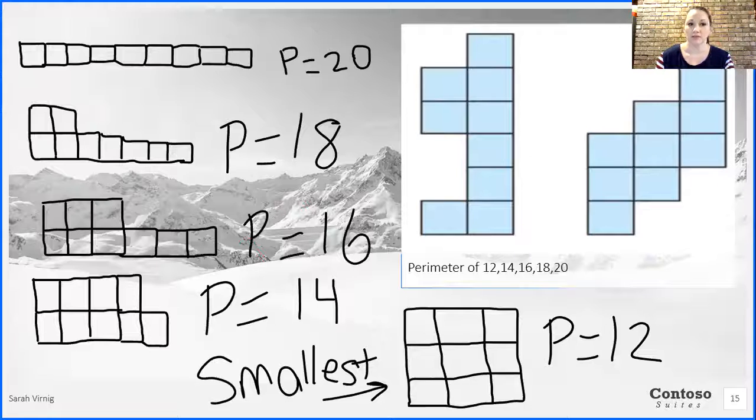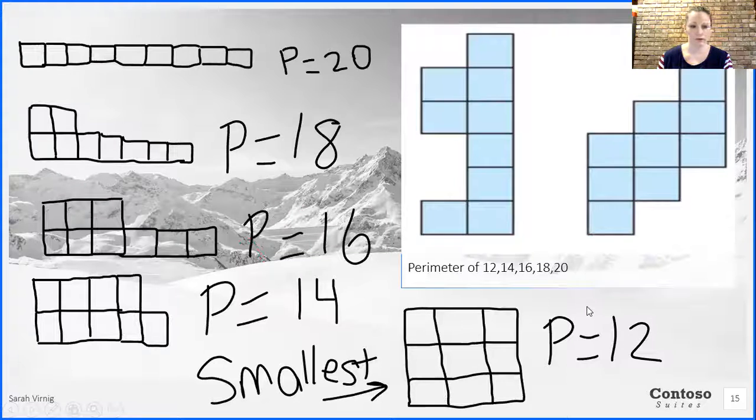And so these are some examples of what the shapes could look like, and I drew them out for you. So check your work and make sure that you have something similar, and always double check to make sure that you're using 9 square tiles and that you do not go over.